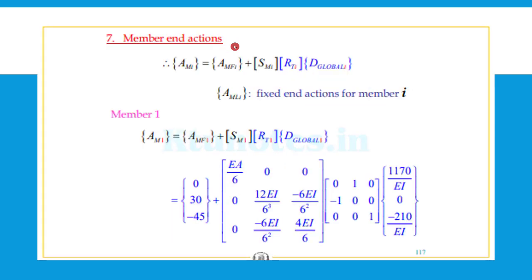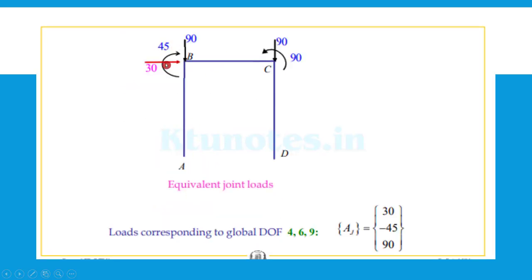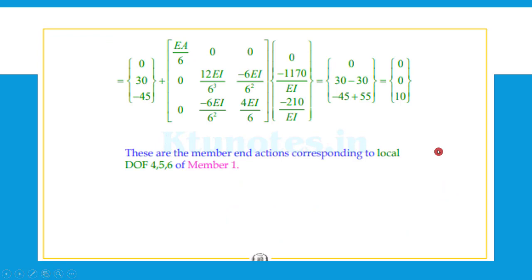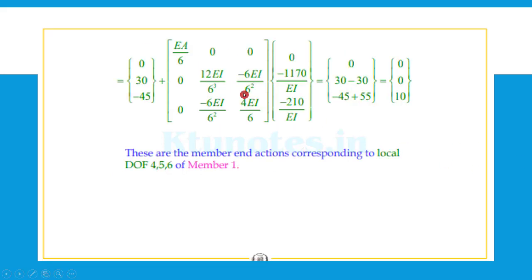Then the member actions, so note that the fixed moment will be coming. So the fixed value will be 0, 30, minus 45 for the first member. Here 30 and 45 will also be there, right? So those things are there, and getting the value for member 1 as 0, 0, 10. These are the member actions corresponding to the local degrees of freedom 4, 5, 6 in member 1. Similarly, for member 2 also you have to find. So the fixed moment will be 90 and minus 90.